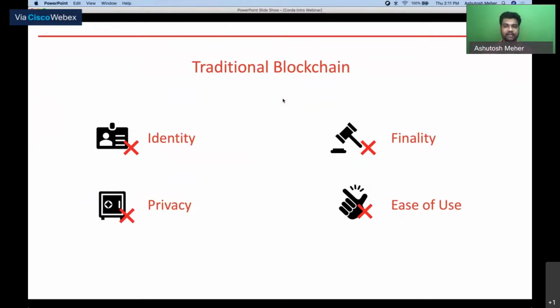And then the next one is around finality. The problem that I talk about here is that you need to know a little bit of traditional blockchains to be able to understand this problem.